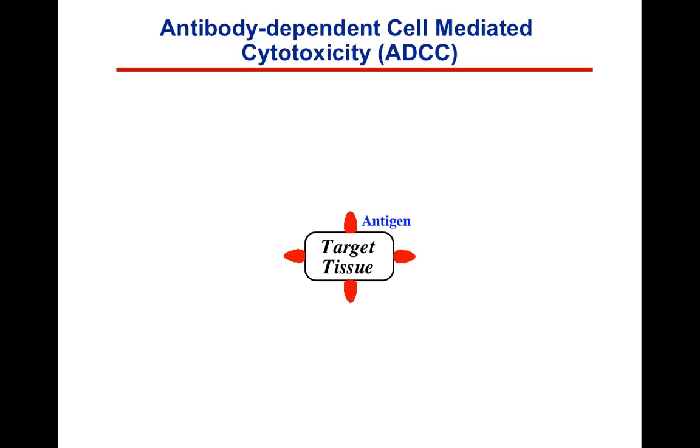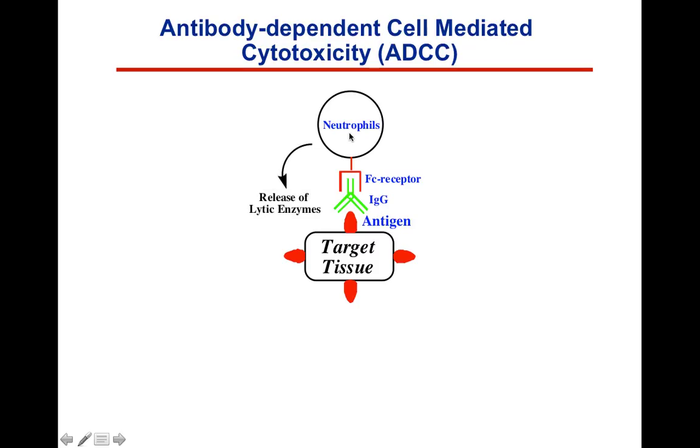Now, if you have a target tissue, and you have an antigen on that tissue, then for example, a neutrophil, which has antibacterial activity, has FC receptors that will bind to antibodies that are bound to that antigen. And so when it does, it will bind, can release lytic enzymes to degranulate and kill that bacterial tissue cell, and potentially phagocytose it and destroy it. This is true for NK cells as well. NK cells are particularly good at killing cancer cells and tumor cells.